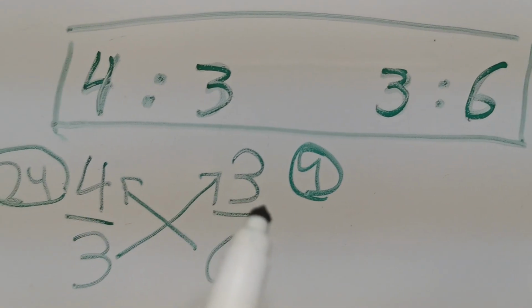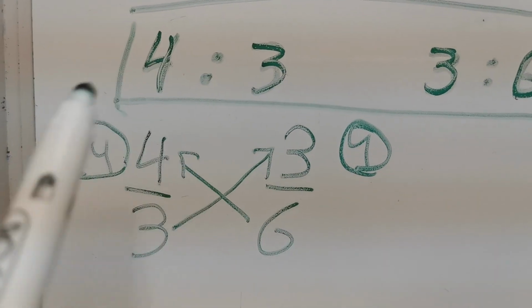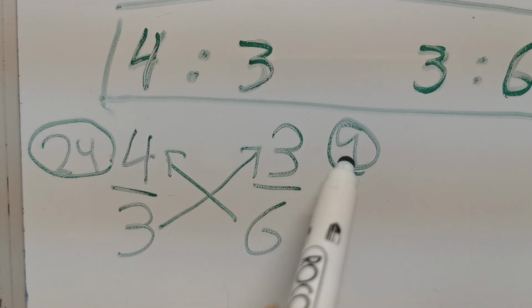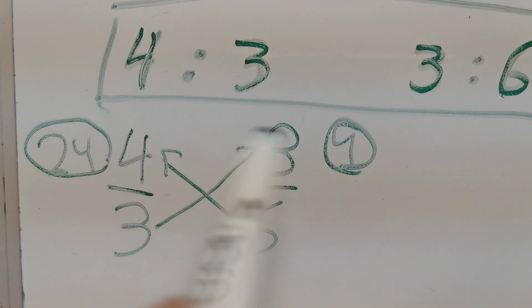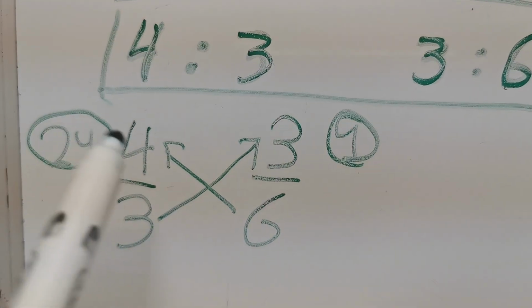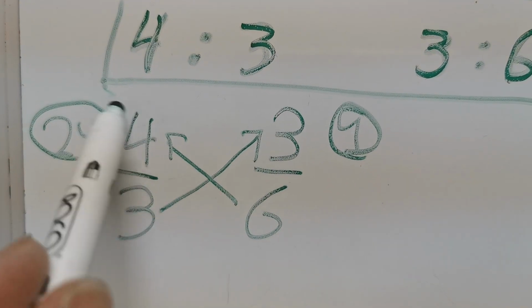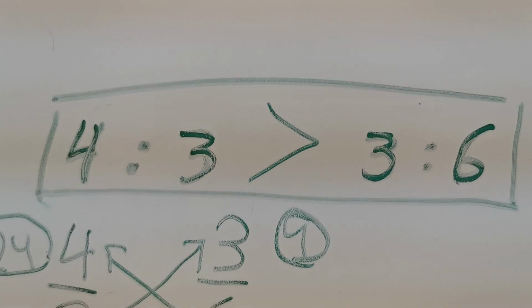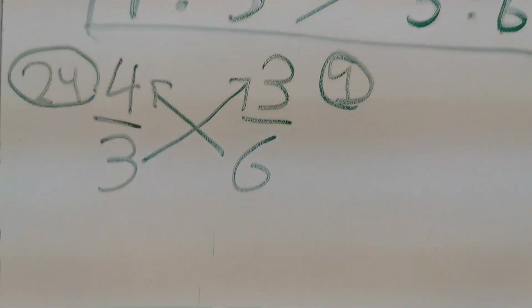Then easily you can compare the two products. It means I will compare 24 with 9. Which one is greater, 24 or 9? 24. It means this ratio is greater. So I can put my sign. Let's see the same way again.